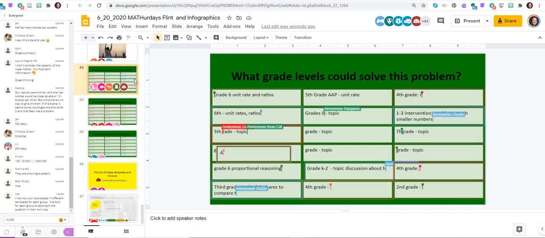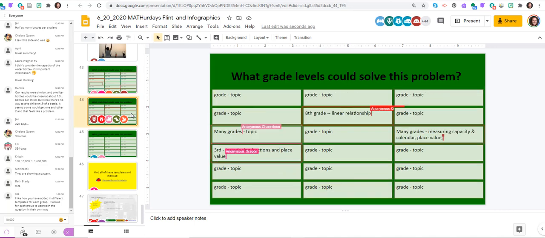All right, I'm already seeing connections as young as K2 in talking about how many, all the way up through 8th grade with linear relationships and dimensional analysis.